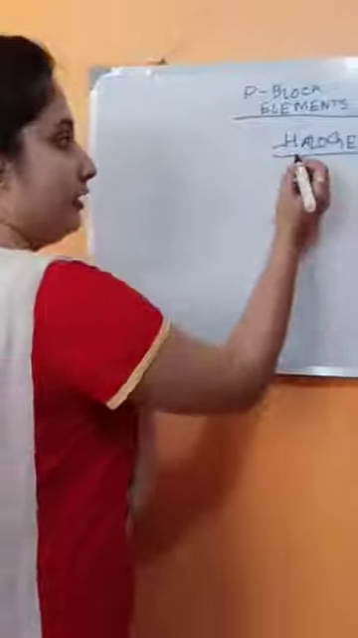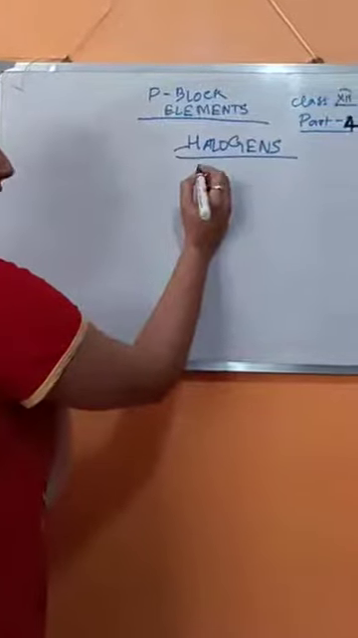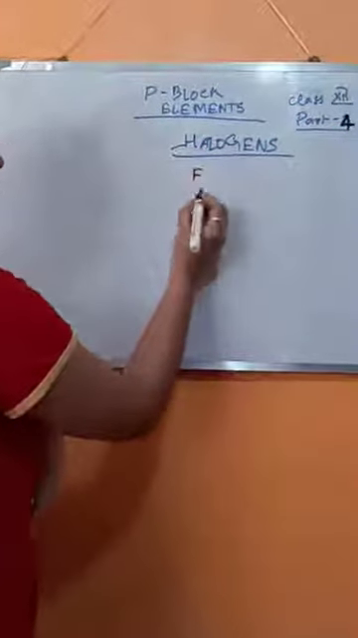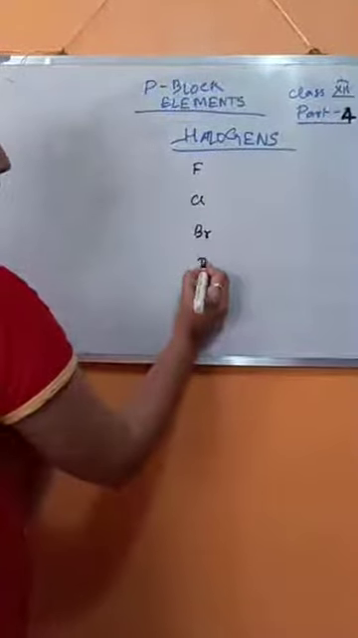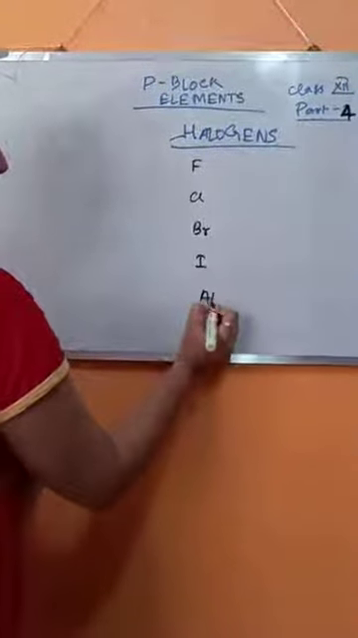Hello students, today I have come up with the next part of P block elements. Today I'll start with halogens. First I'll start with the electronic configuration of the halogens. So the elements of this group, that is group 17, are fluorine, chlorine, bromine, iodine and astatine.